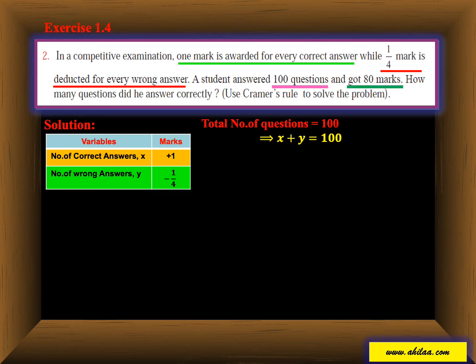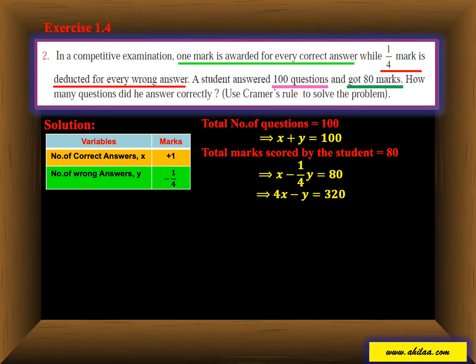Next, about the marks, he got 80 marks. So this 80 marks includes both the correct and wrong answers. Total marks scored by the student equal to 80. From this we can create the equation as 1 into x minus 1/4 into y equal to 80. Taking LCM and cross multiplying, we get the equation as 4x minus y equal to 320. So using these two equations, our problem turned into 2 equations in 2 variables.